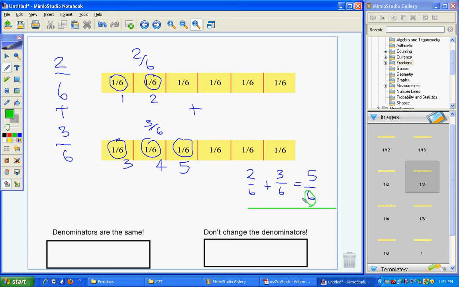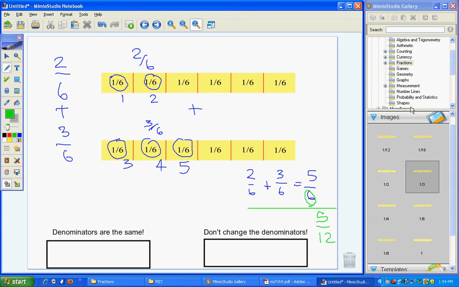We don't suddenly become 5/12. And that's a common error that we see. I would often see people write that as 5/12, because they start to add the numerators, which they know they have to, but then add the denominators. 5/12 is a lot different.